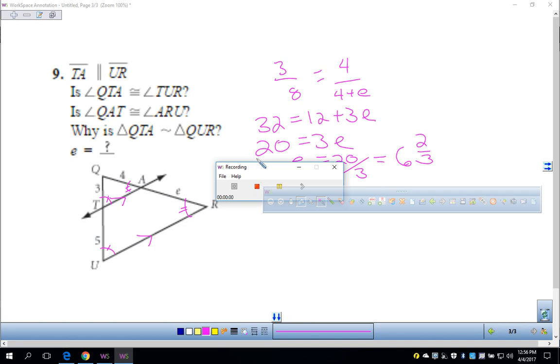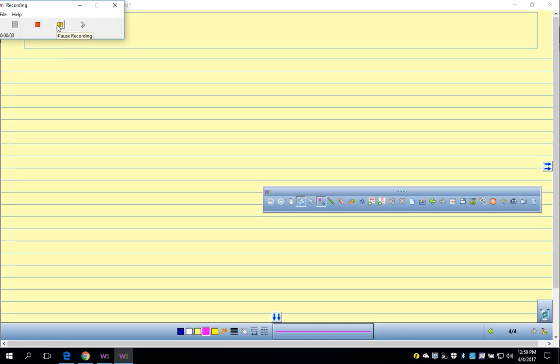1, 2, 3, 4. Look, it's working. Start recording. Okay, so this is actually section 9.4.